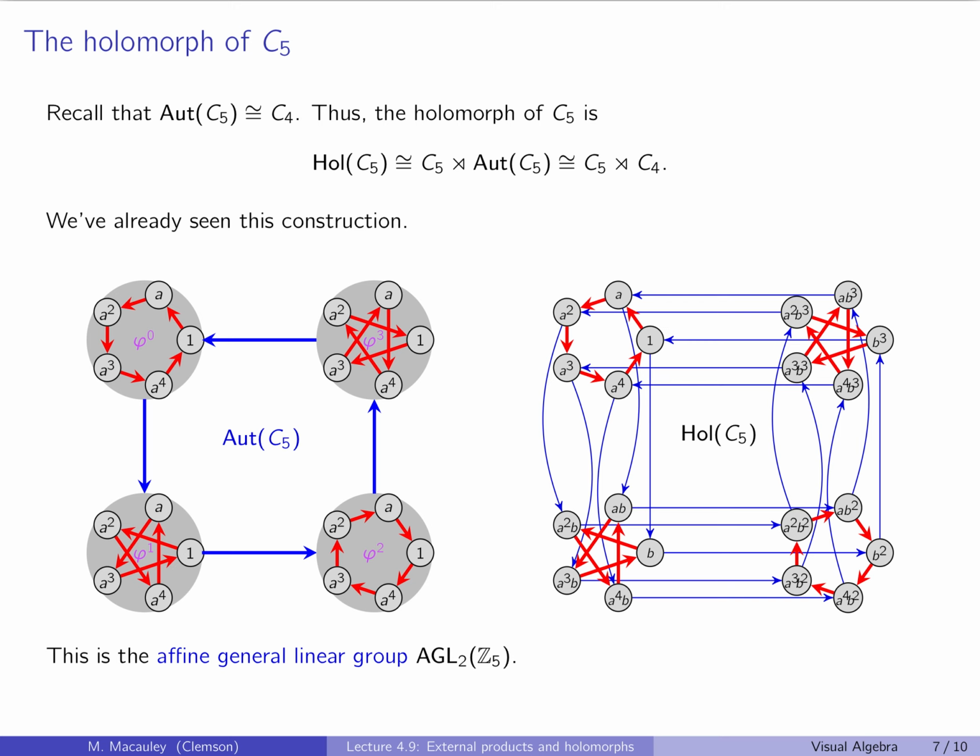Here is the Cayley graph of the automorphism group of C5, and in each node we stick in a rewired copy of C5. And then when we connect up everything, this is what we get. And this is particularly the affine general linear group. That is the 2 by 2 invertible matrices over Z5, which are affine transformations.